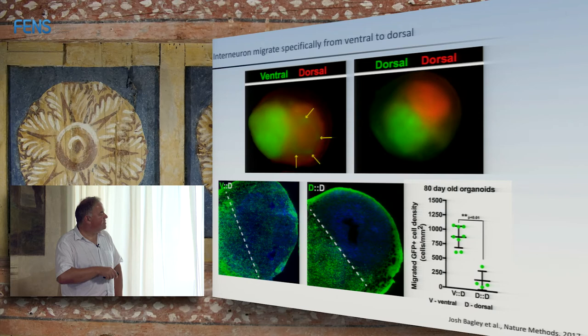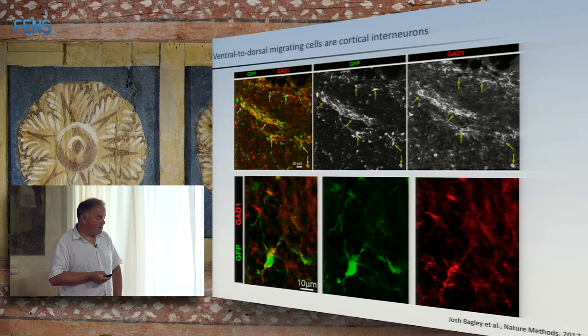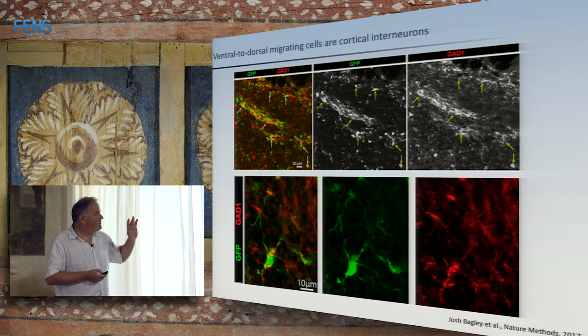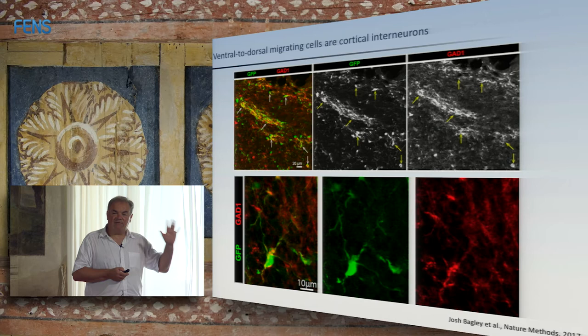When we do sections, we see that these are cells that have a migratory phenotype. And when we focus in onto this, we see that they are all positive for the interneuron marker GET1, and they have the shape of actually migrating interneurons. Now, we've used many, many different markers for various subtypes of interneurons: somatostatin, neuropeptide Y, calbindin, calretinin, to some degree also parvalbumin, and we find all of these subclasses of interneurons in these organoid assays.